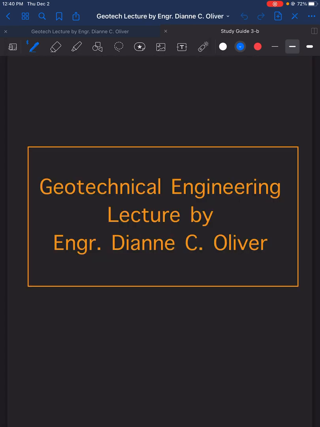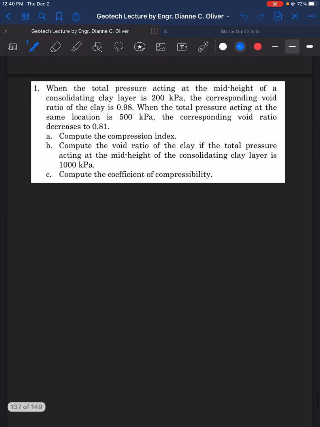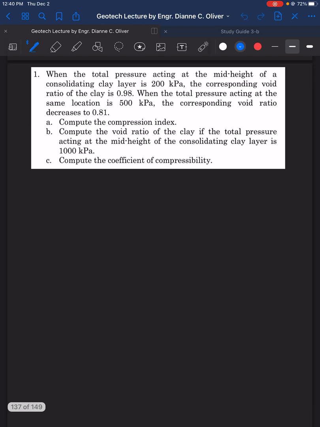Let's answer the sample problems. So I have prepared 5 sample problems, and let's try to solve them one by one.